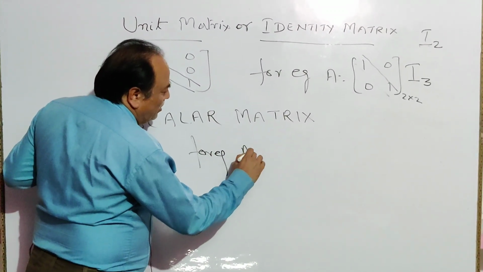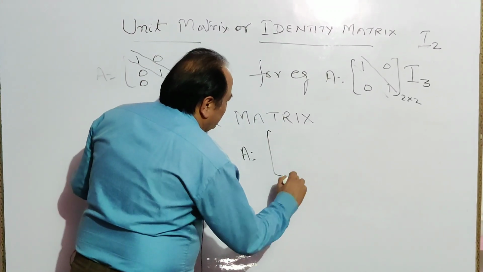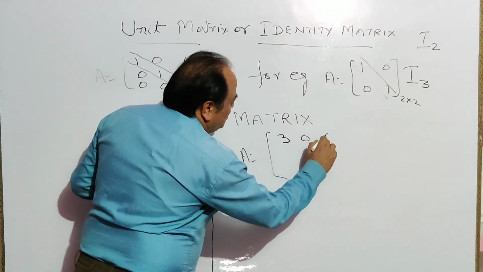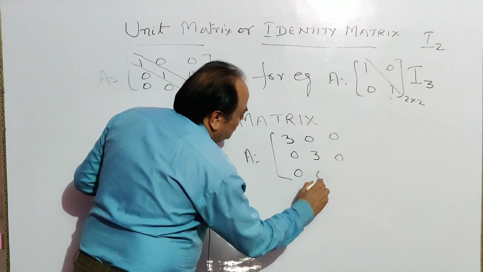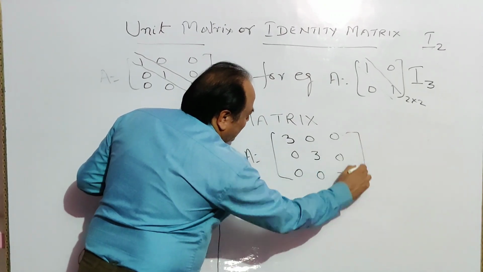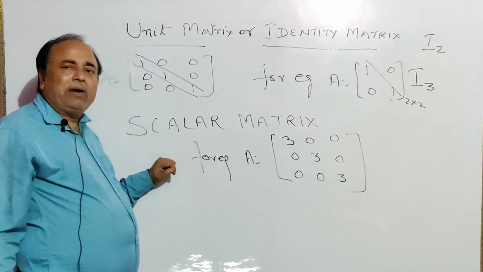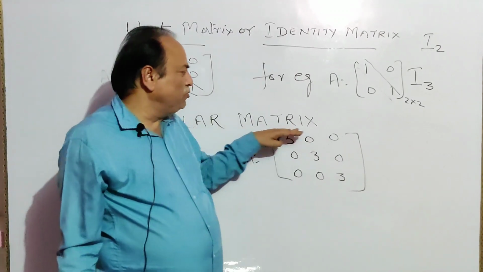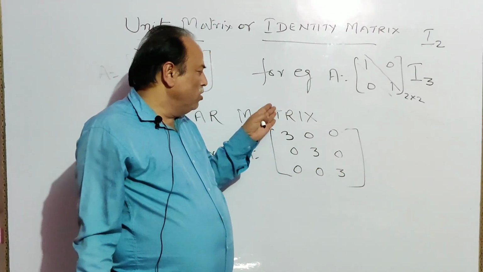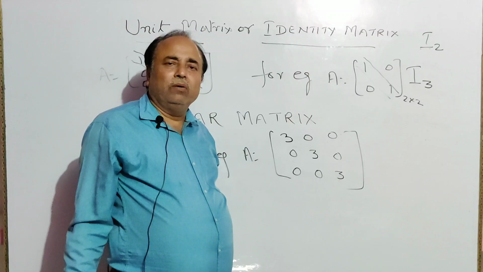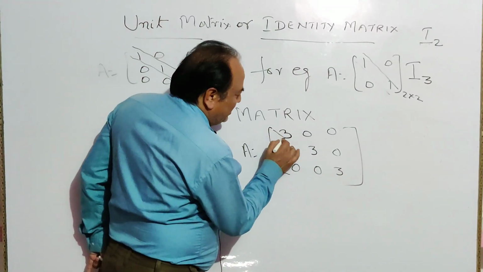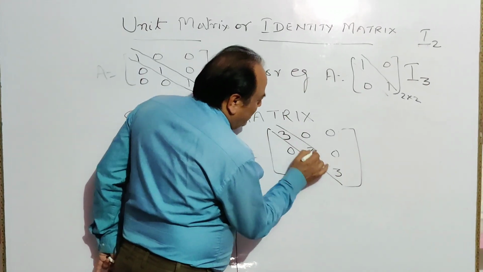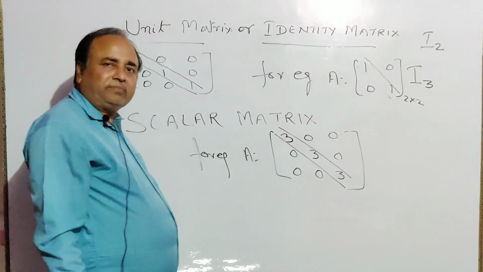A is equal to 3, 0, 0, 0, 3, 0, 0, 0, 3. Again, it's a square matrix. Just see, it has 3 rows: first row, second row, third row, and first column, second column, third column. Its order is 3 into 3. And just see, the diagonal elements are the same.